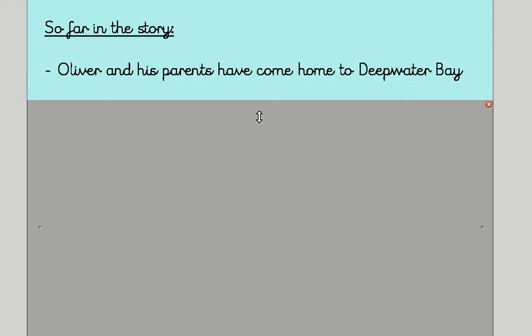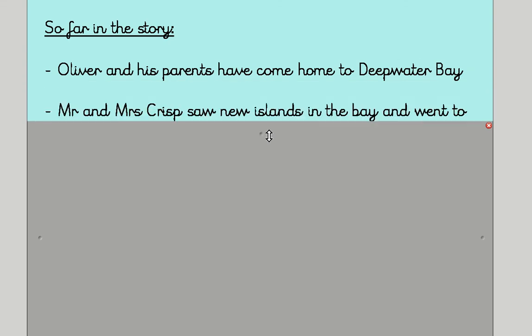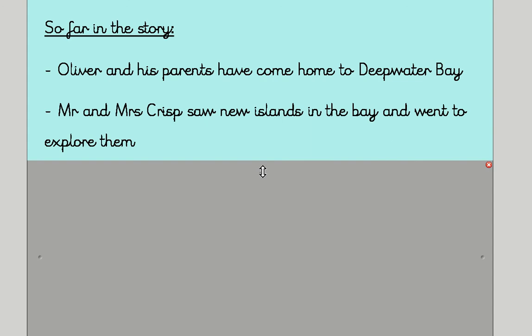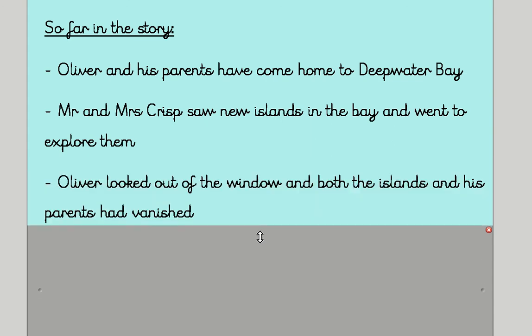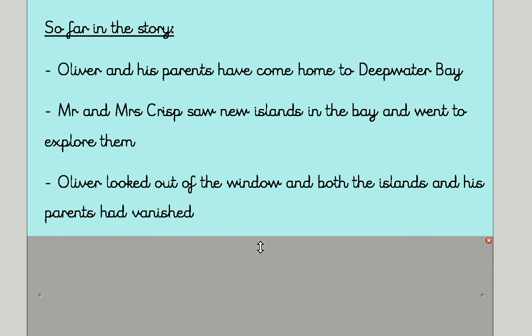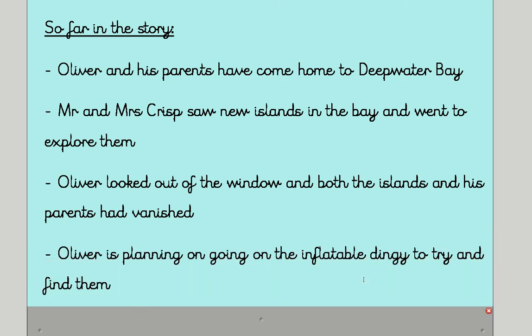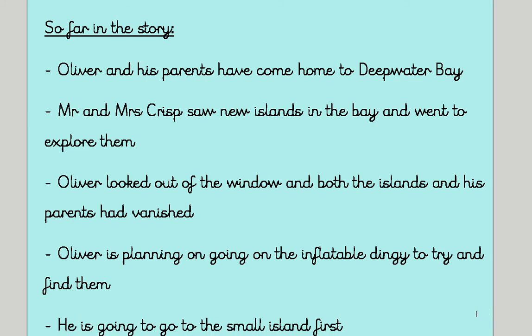I've written that Oliver and his parents have come home to Deepwater Bay. Mr. and Mrs. Crisp saw new islands in the bay and went to explore them. Oliver looked out of the window and both the islands and his parents had vanished. And Oliver is planning on going on the inflatable dinghy to try and find them. And finally, we know he is going to go to the small island first.